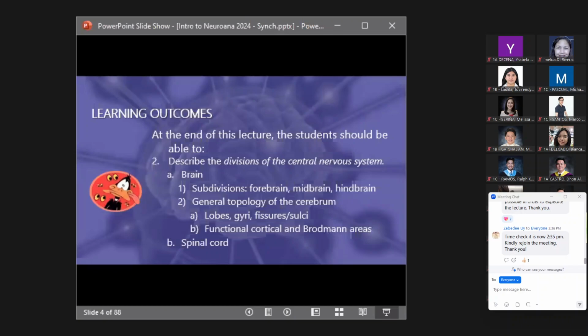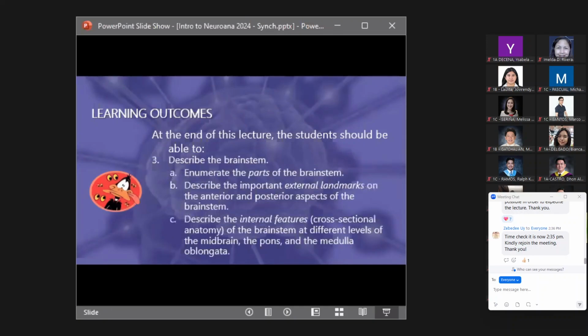Then the next would be the divisions of the central nervous system, that is the brain and spinal cord. The brain is divided into forebrain, midbrain, and hindbrain, along with a description of the general topology of the cerebrum into lobes, gyri, fissures and sulci, as well as the principles of the functional cortical areas and the Brodmann areas.